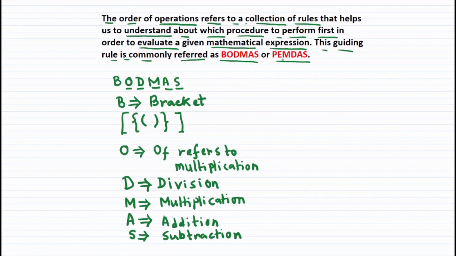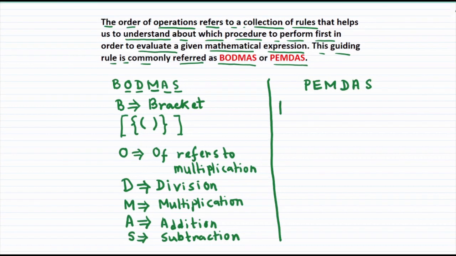Now let's look at the other one. P, E, M, D, A, S. P refers to parenthesis. And we know from here, which is also known as the first bracket, looks like this. E refers to exponents.